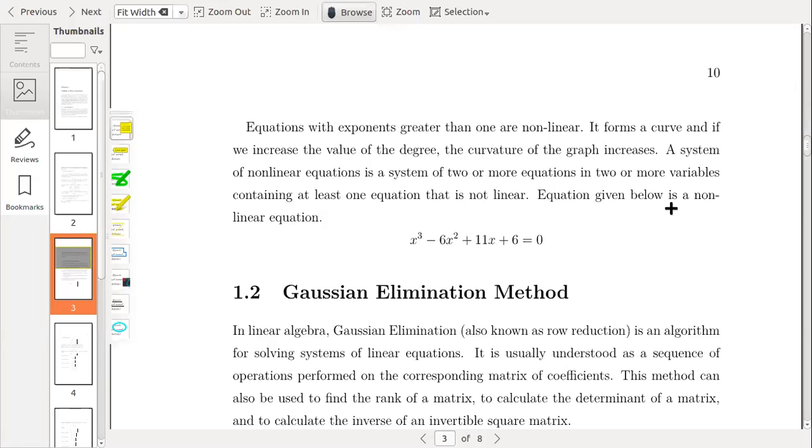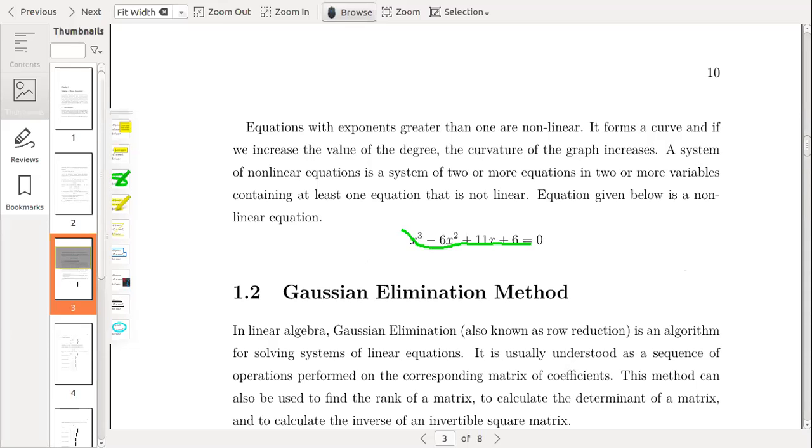So the equation given below is a nonlinear equation. Why? Because the power of this x is not 1 and the power of this x is also not 1. Here the power is 3 and here the power is 2. But this variable is linear. Okay. But in general we say that this is a nonlinear equation.